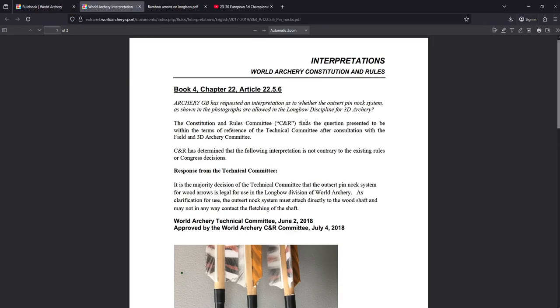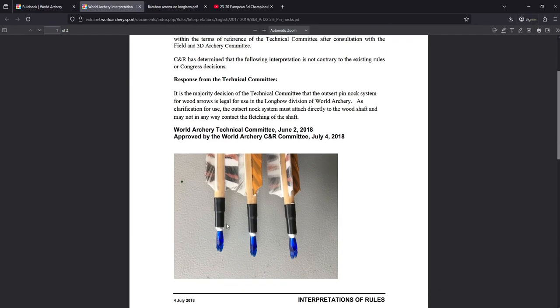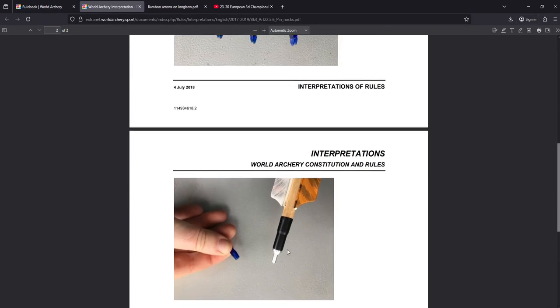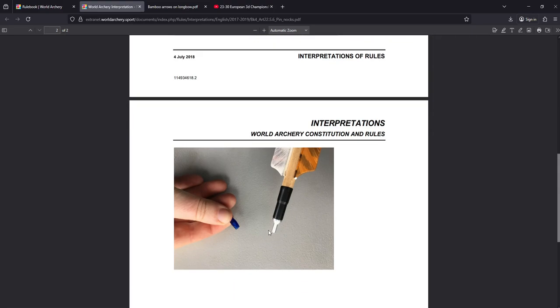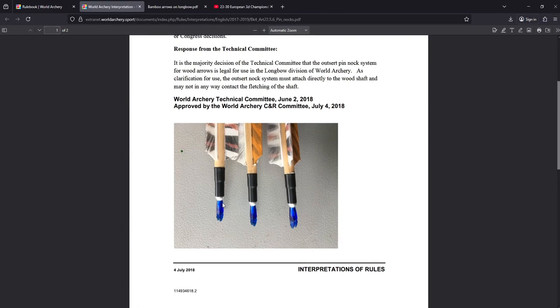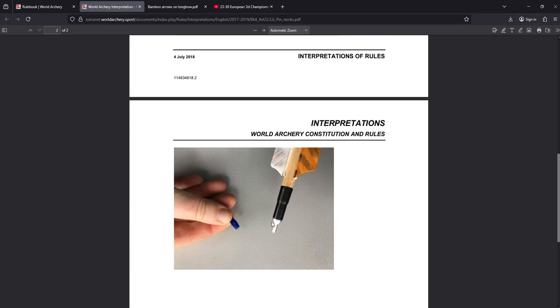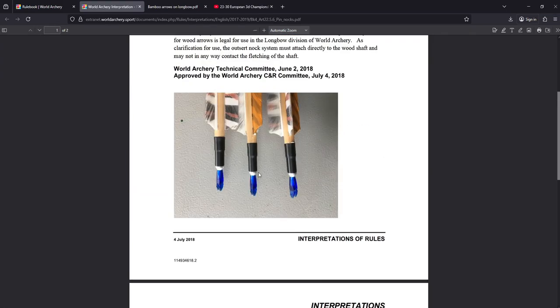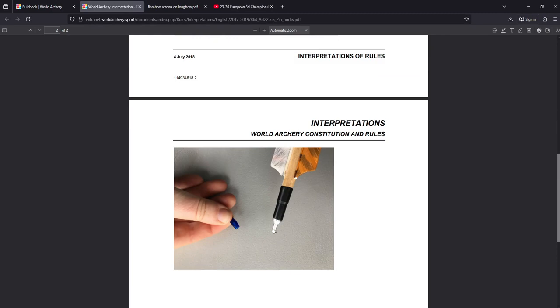This is the interpretation. It's the outsert, so pin nocks and outserts. The pin nocks, and these are pretty sure the eastern ones, are very popular for target recurve because they protect the back of the arrow from being split as easily. You still can split them, but it's pretty hard because you have a metal pin which protects the shaft. So basically, they mount the outsert of a pin nock and then stick the nock onto the pin. Normally you put the pin inside the shaft and then you put the nock on. But in this case, the longbow clarification, they have an outsert, then the pin, then the nock.